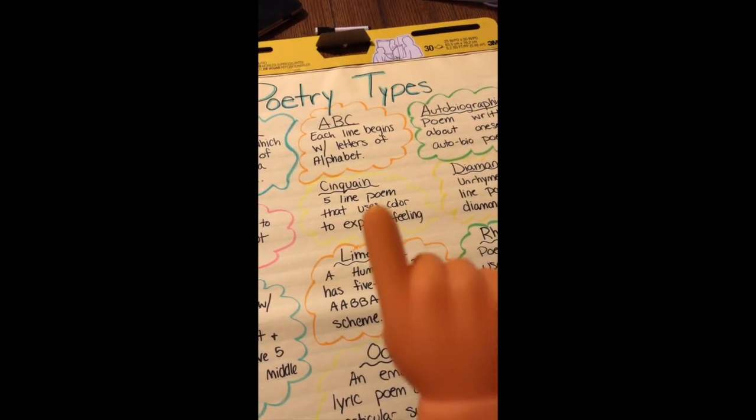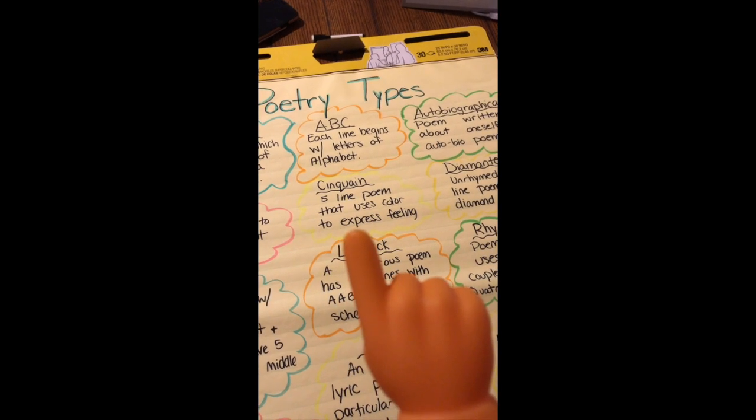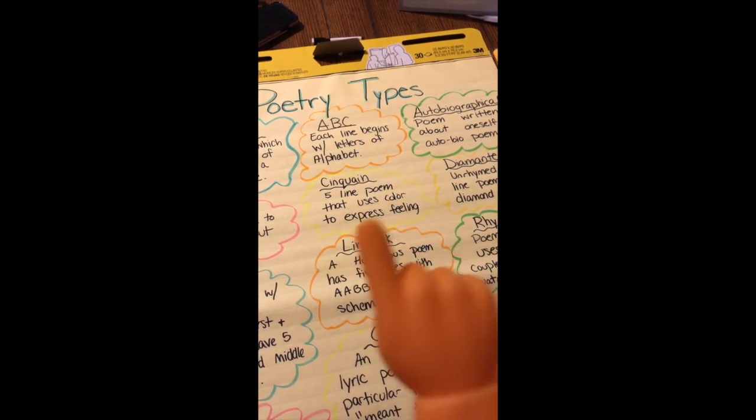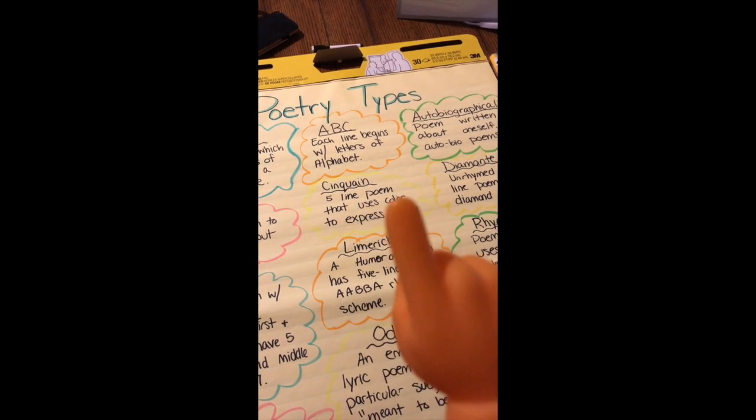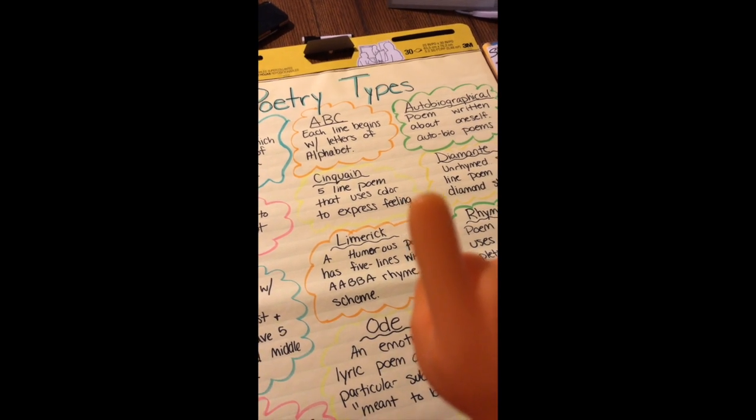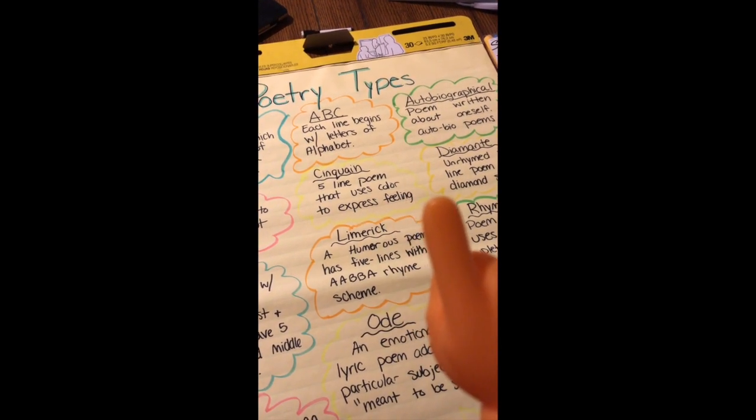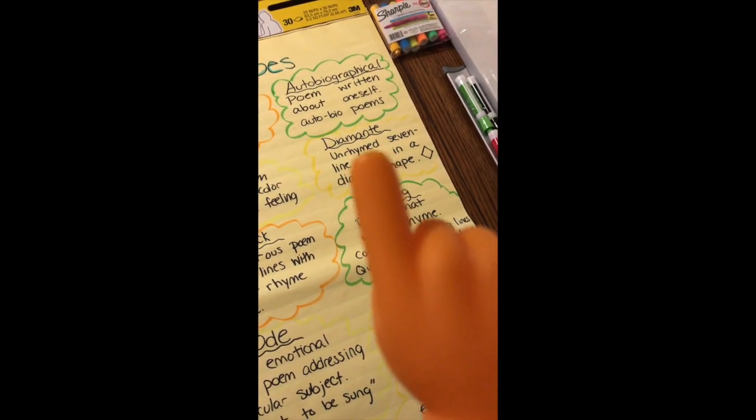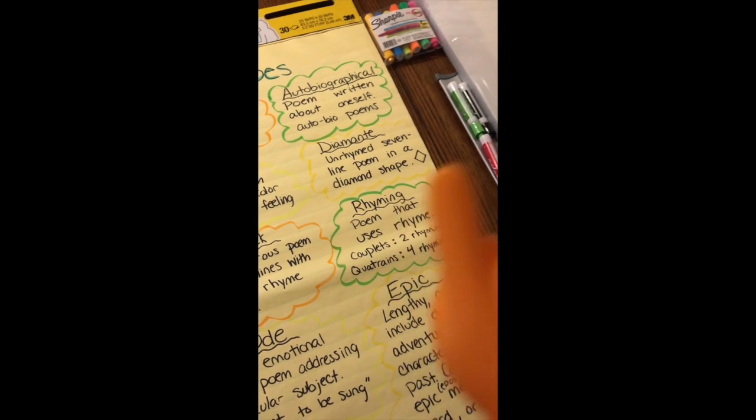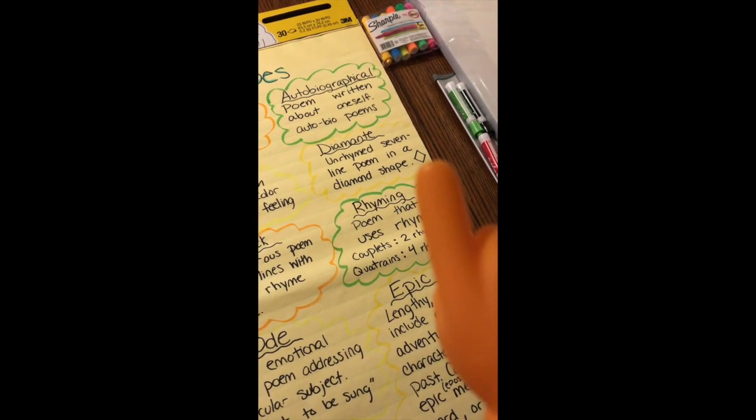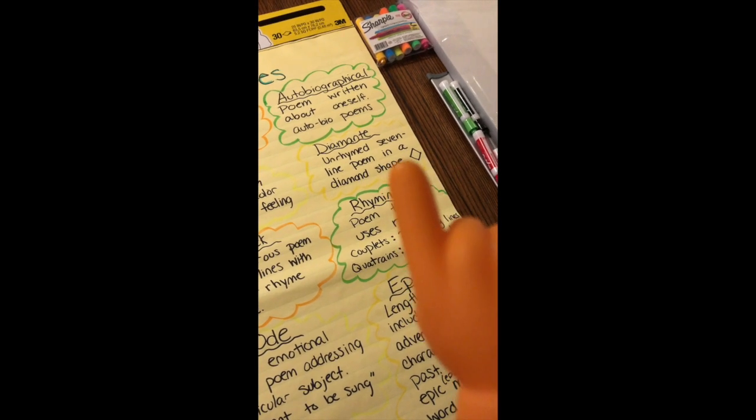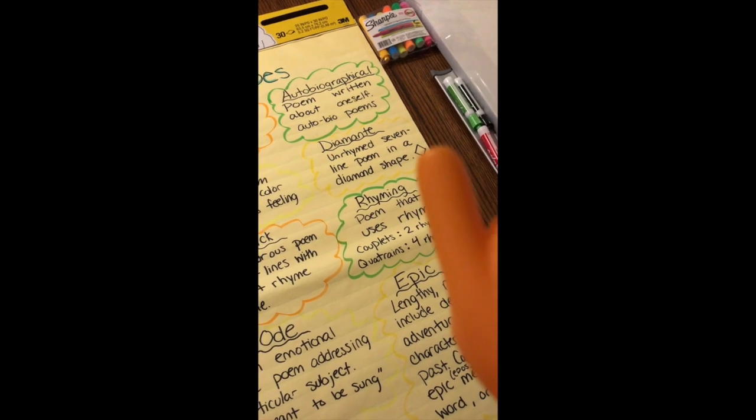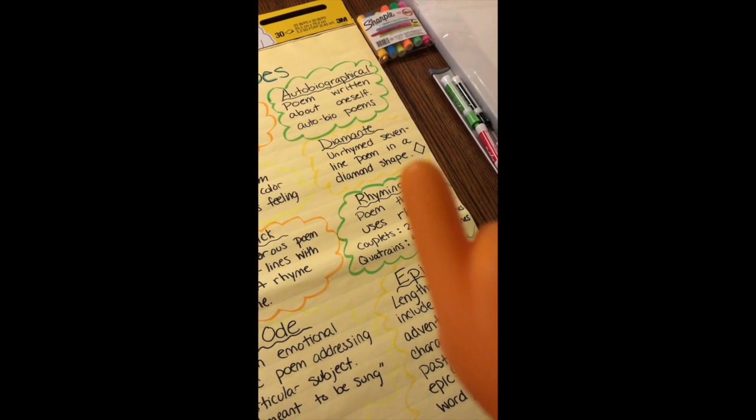A cinquain poem is a 5-line poem that uses color to express feeling. So a cinquain poem, we're going to practice with cinquain poems later in the lessons, but it's a poem that is using color to express how you feel, okay, or to express how someone is feeling. A diamante poem is an unrhymed 7-line poem in diamond shape. So if you can see here, I drew the little diamonds so you can envision this type of poem. And if you notice, the first and the last line are going to have to be the shortest, and the middle one is going to have to be the longest if you're going to keep the diamond shape.